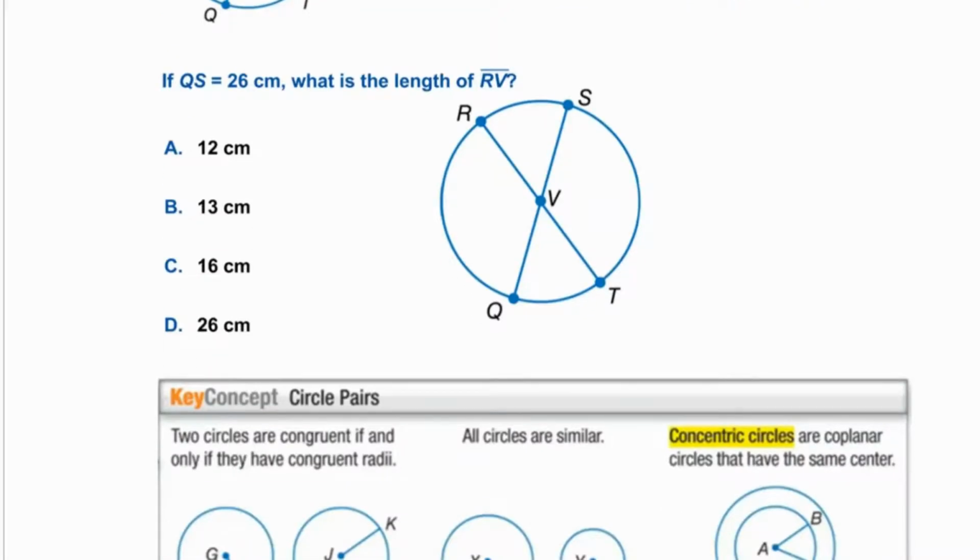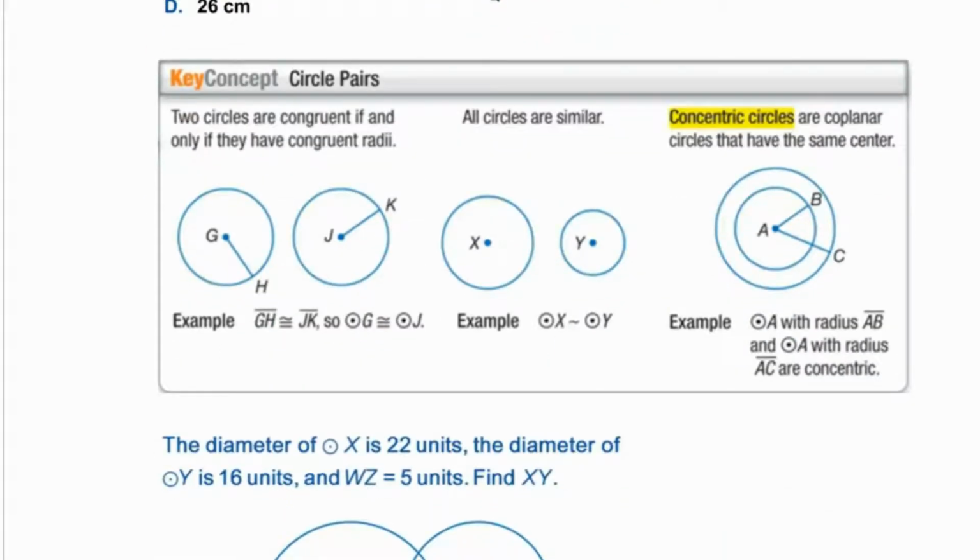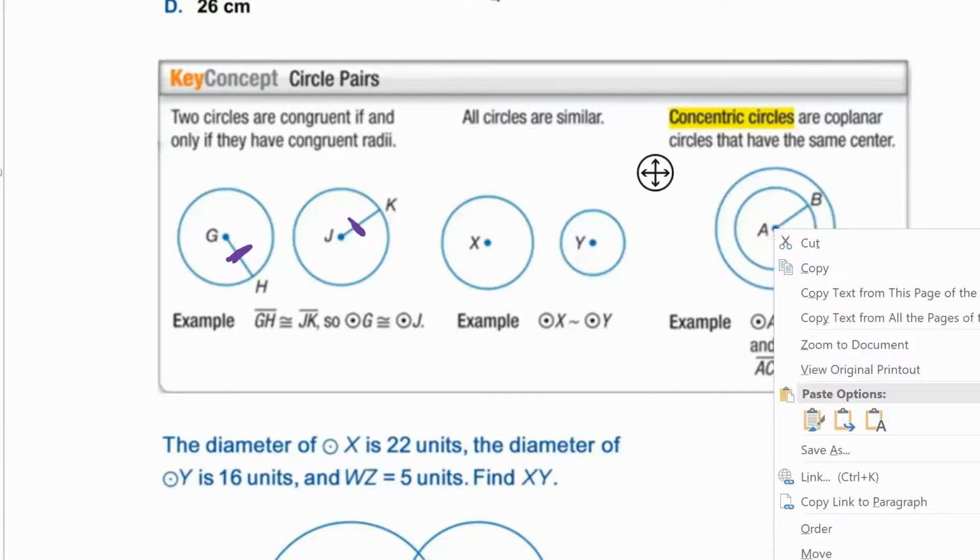If QS is 26 centimeters, what is the length of RV? It would be half of QS, which would be 13. Circles are congruent only if they have congruent radii. And if two circles have congruent radii, then the circles themselves are congruent. All circles are similar. Concentric circles have the same center point, but different radii.